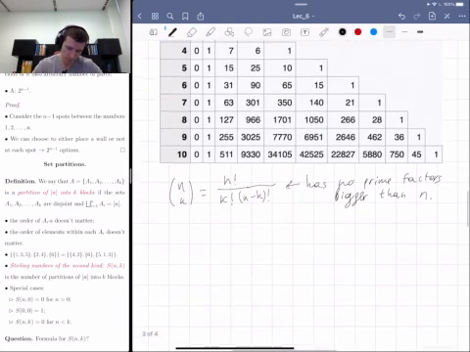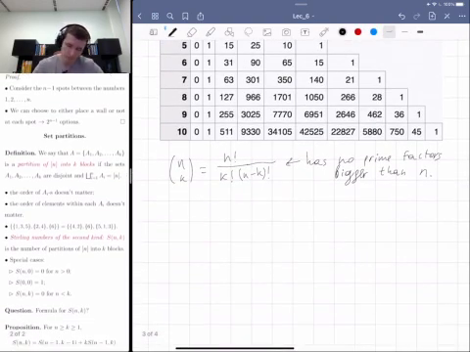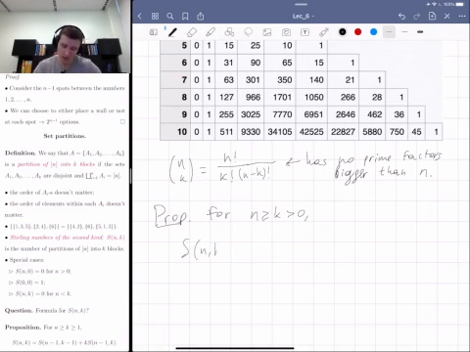So the claim that I want to make is, a lot of times you want to find the formula, and a good idea is to prove some sort of a recurrence relation. So for each positive n and k, the formula is that S of n, k, the number of partitions of n into k blocks, is equal to S of n minus 1, k minus 1, plus k times S of n minus 1, k.